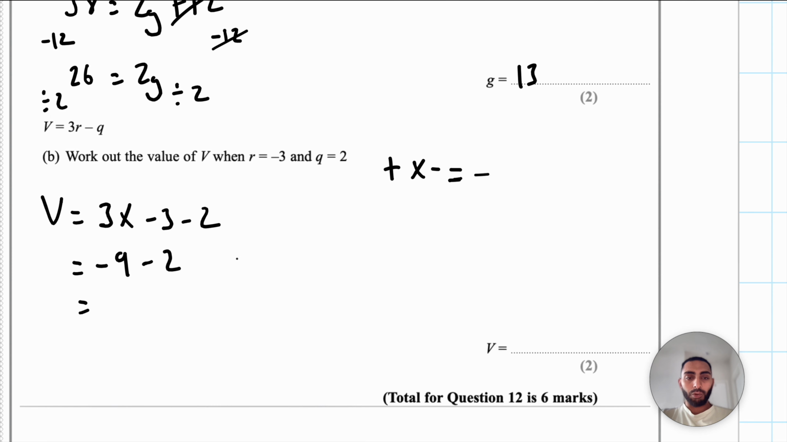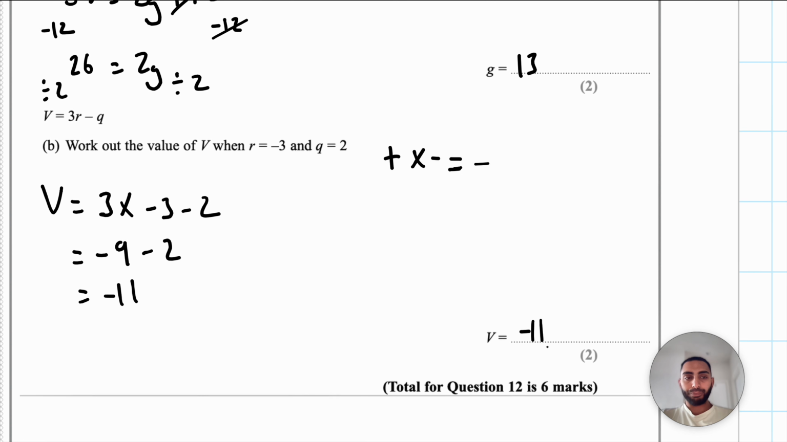So if you think about it, I'm going left on my number line. I'm going away from 0, so it's -9 take away 2. -9 take away 1 is -10, and then it's -11. So -11 is my answer.